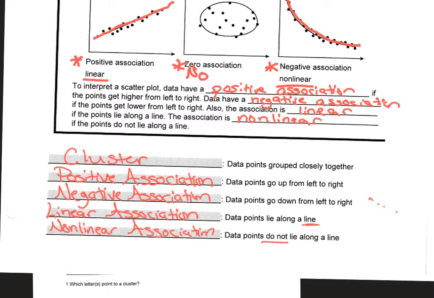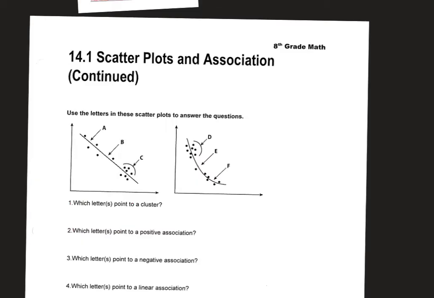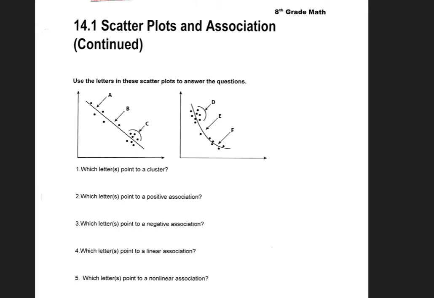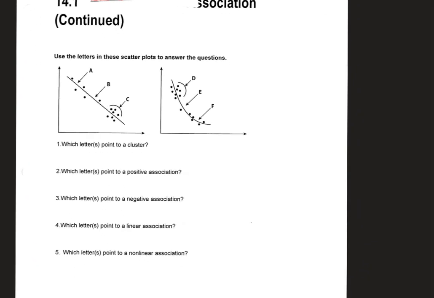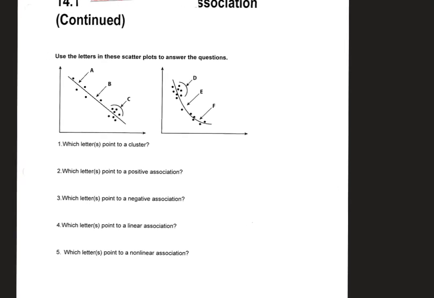Okay, so then if you turn your page to the next page of your notes, we're still talking about scatter plots and their association. You're going to use the letters in these scatter plots to answer the questions. Which points or letters point to a cluster? So a group together. So here would be a cluster, right? So C would be a cluster and D would be a cluster.